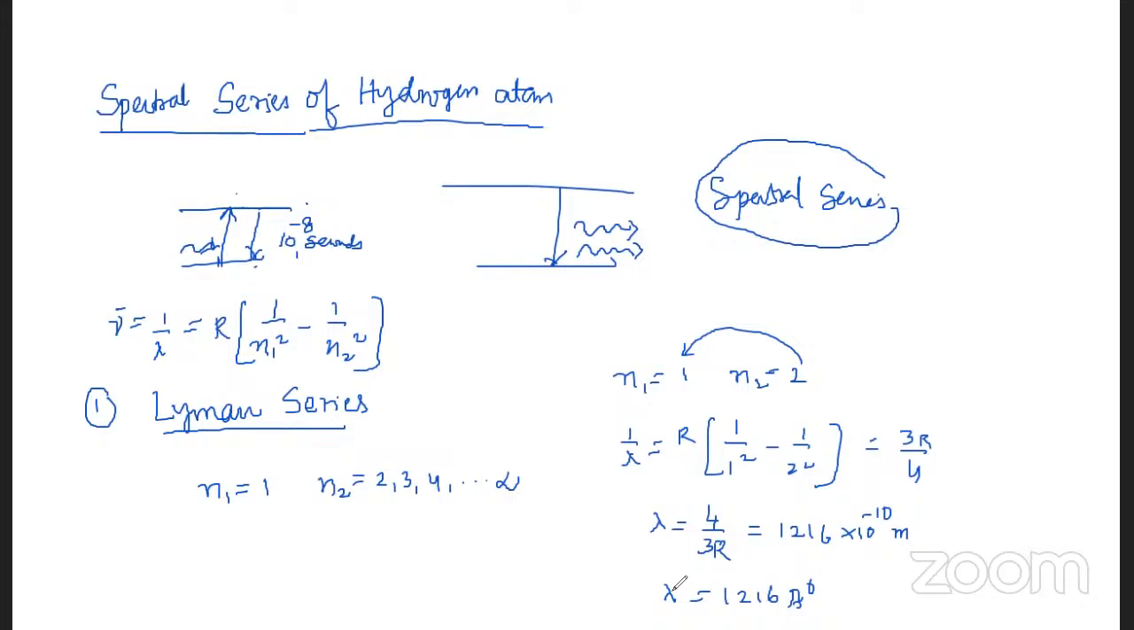So here, when the electron is jumping from the second energy level to the first energy level, the spectral series produced has a wavelength of 1216 angstroms.